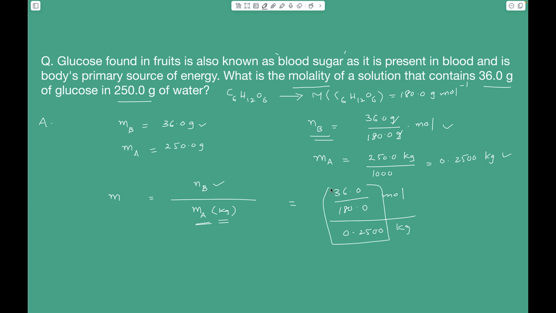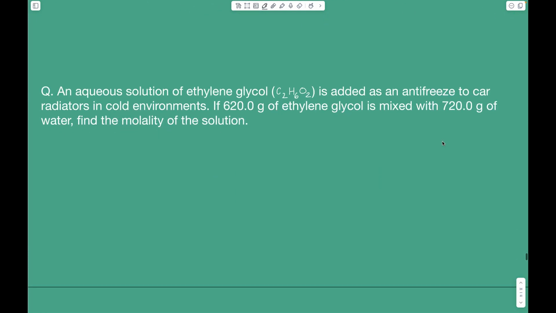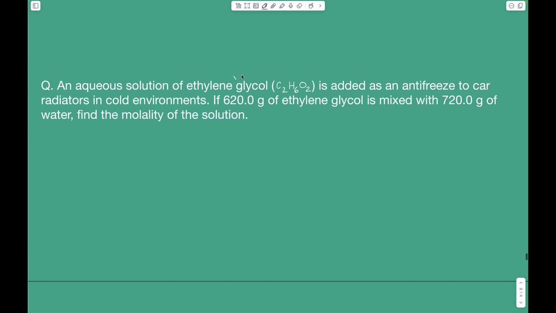Simplify this to get the molality of this solution in mole per kilogram. Now the next question says, an aqueous solution of ethylene glycol is added as an antifreeze to car radiators in cold environments. See, in cold countries, particularly in winter months, the outside temperature often drops below 0 degrees centigrade.